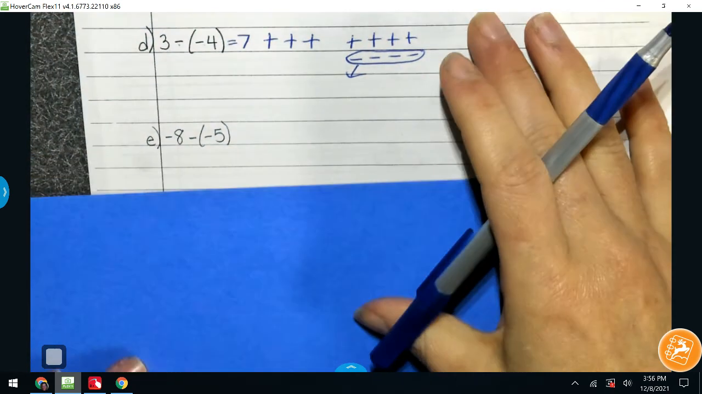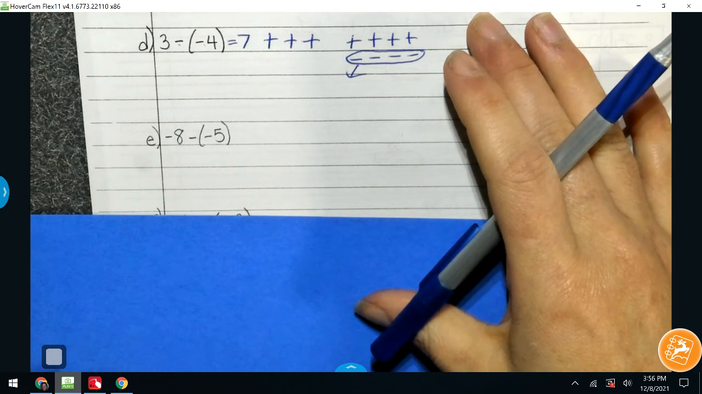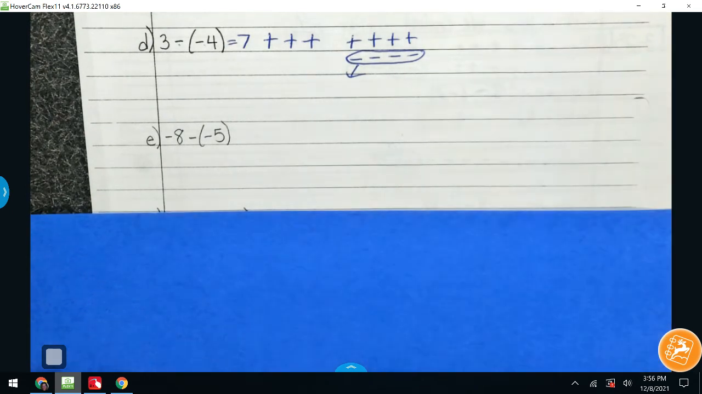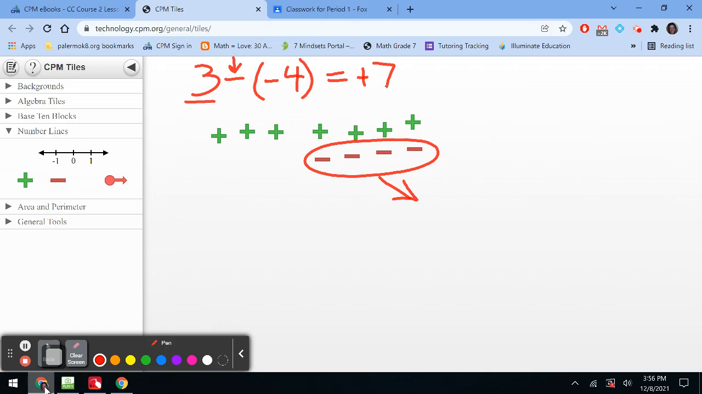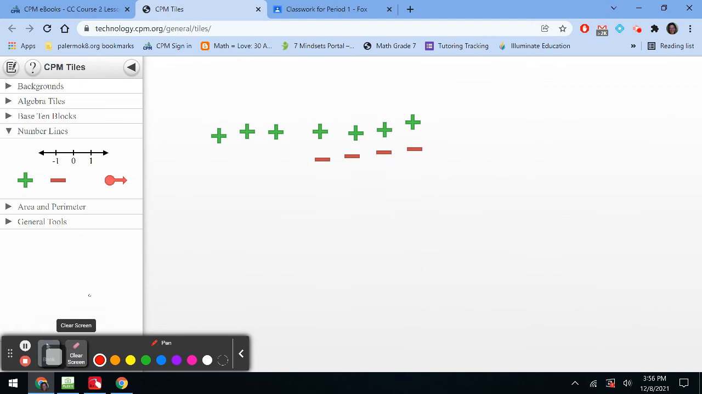Now we're looking at echo. So again, I'm going to go back and use those integer tiles to help me out. So with that one there, let's see, clear screen. Good. Okay, so we're going to start with this one. Let's use this guy. So we have the opposite of 8. And that's what we have.